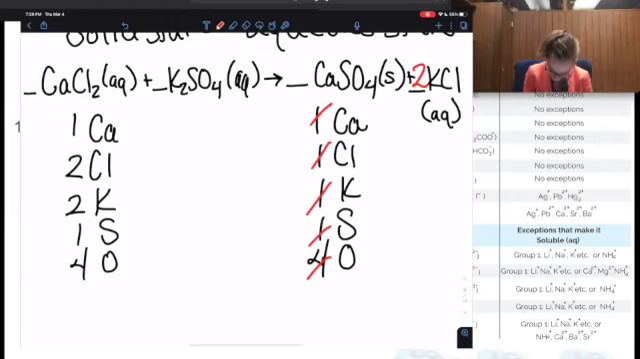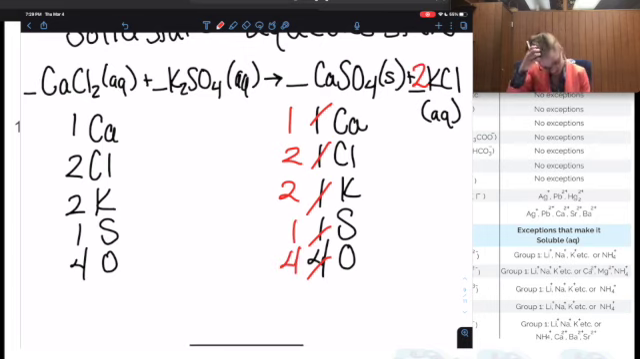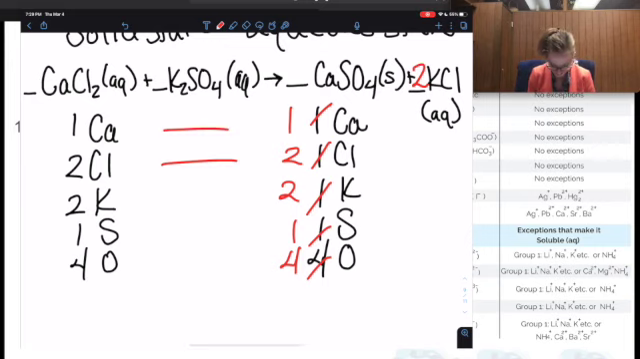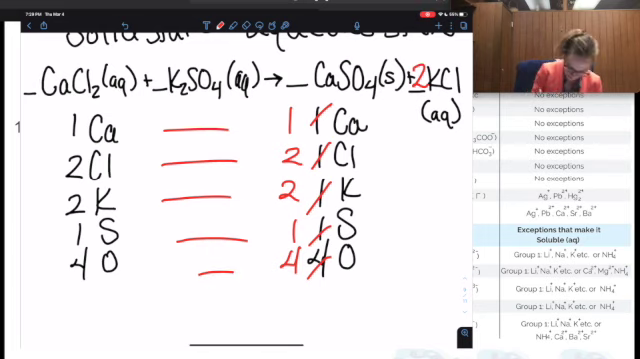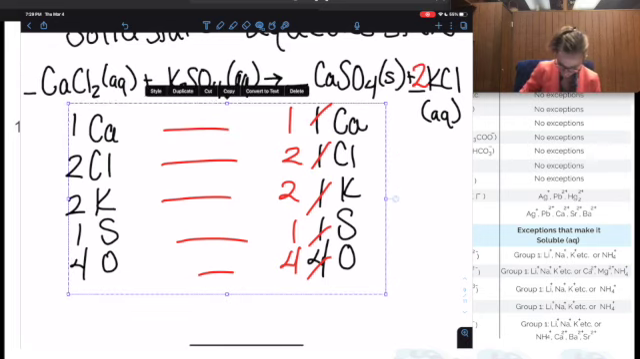So let me calculate my products again, count up those numbers. I have 1 calcium, 2 chlorines, 2 potassiums, 1 sulfur, and 4 oxygens. So let me tally this up, see what we got going on. Are we balanced? Looks like I've got 1 calcium on each side, 2 chlorines, 2 potassiums, 1 sulfur, 4 oxygens. We are balanced. So our properly balanced chemical equation looks something like this.